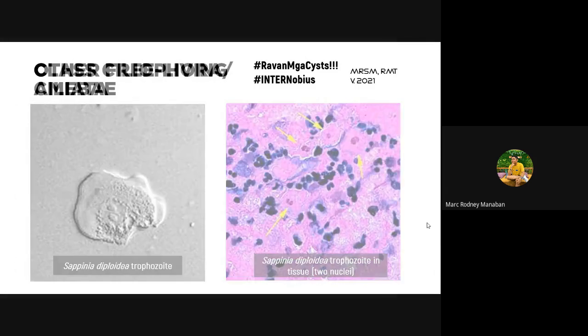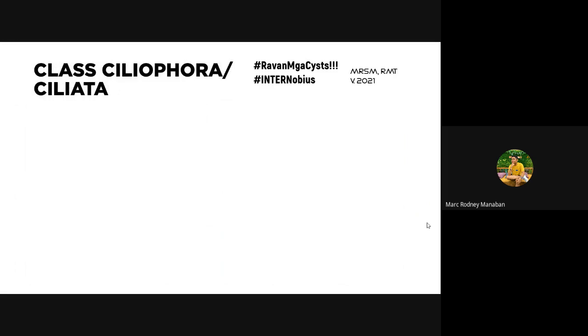Before we proceed to the last topic for today, subphylum Ciliophora or Ciliata, do you have any questions? Okay. So bye-bye to the free-living amoebae. Again, which amoeba is it? Free-living amoebae that contains two nuclei attached by a perpendicular filament. You have Sappinia diploidea. Very good. Sappinia diploidea.